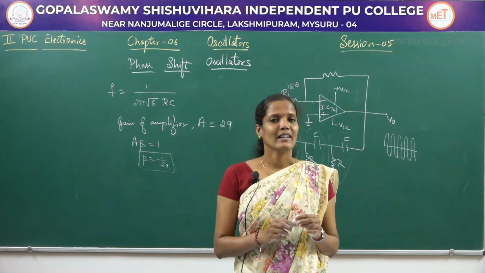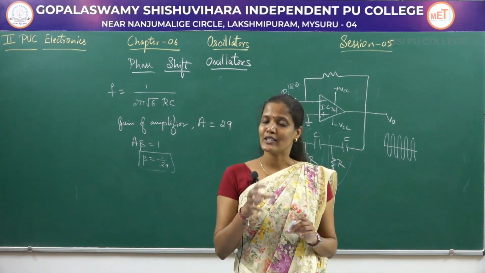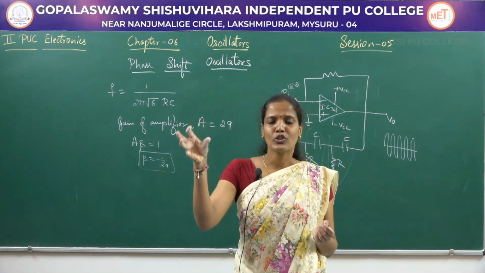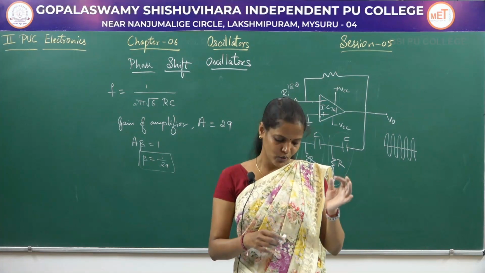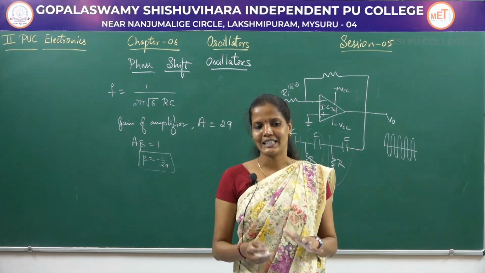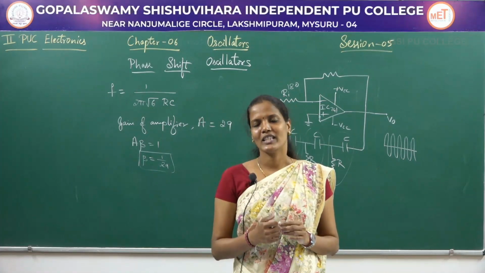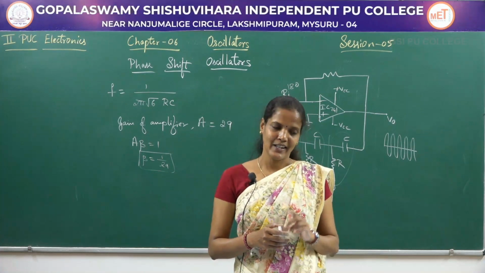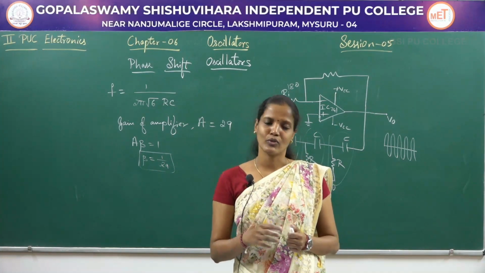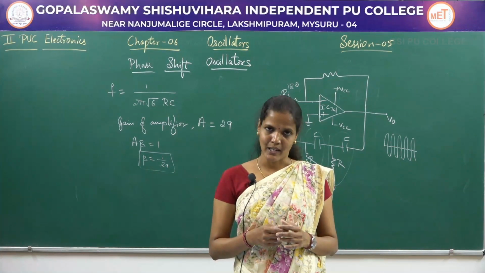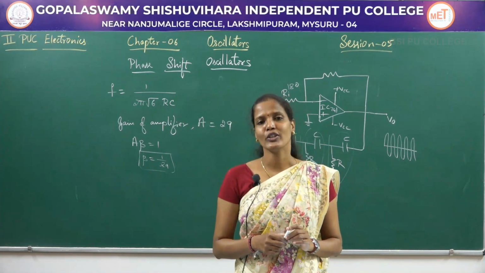So, totally there will be a phase shift of 360 degree. This feedback circuit is used to provide a portion of the output back to the inverting input terminal of the op amp. So, the phase shift oscillator provides a phase shift of 180 degree plus 180 degree, which is equal to 360 degree. So, RC phase shift oscillator or phase shift oscillator, it's one and the same. So, let us try to solve some problems on this phase shift oscillator.